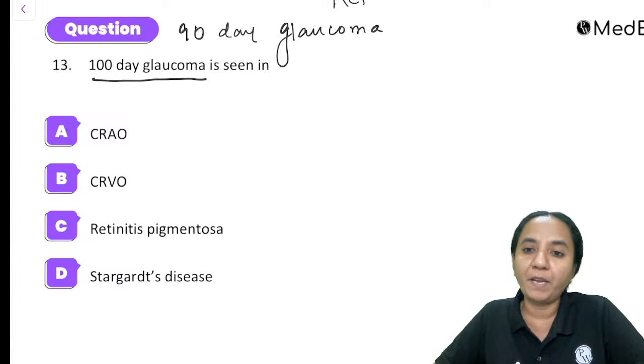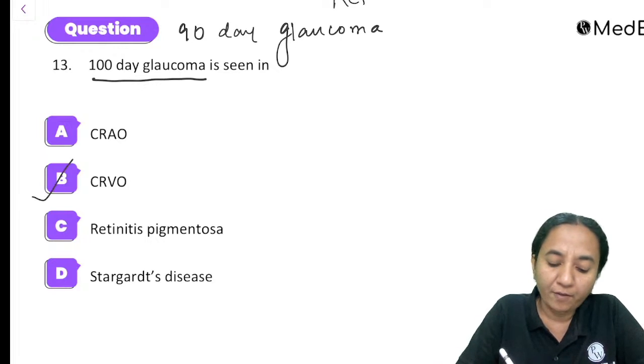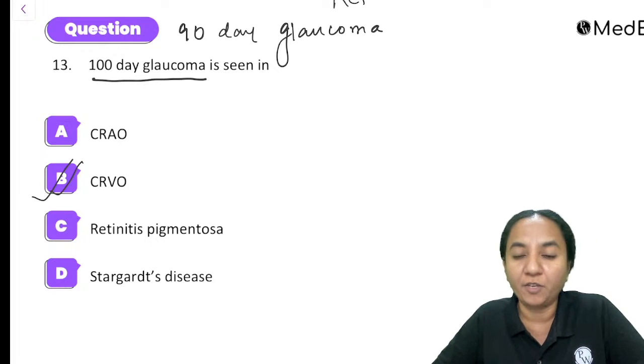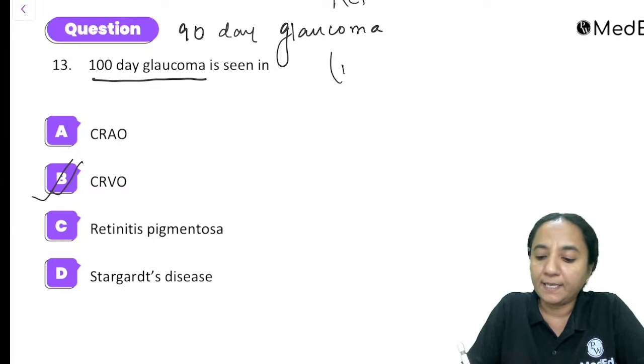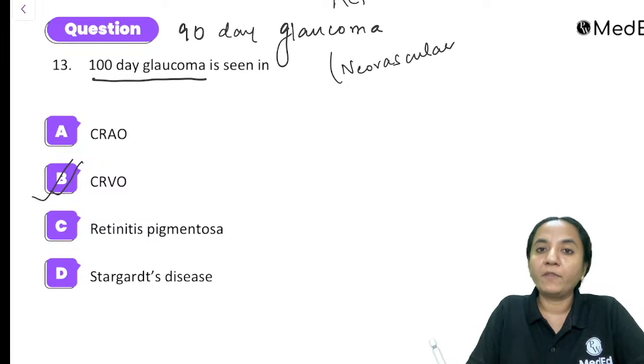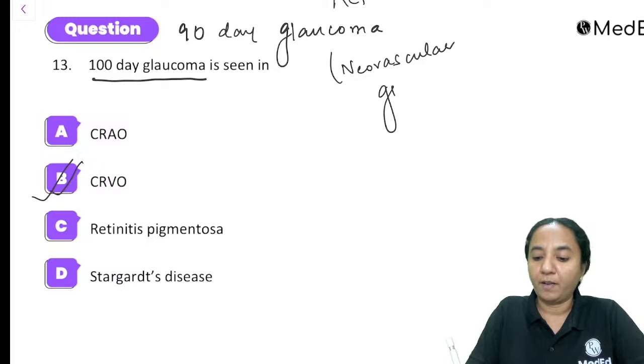This is typically one of the complications of CRVO, central retinal vein occlusion. So 100-day glaucoma or 90-day glaucoma, what type of glaucoma is it? This is a type of neovascular glaucoma. This is a glaucoma which is caused by neovascularization, hence the name neovascular glaucoma.